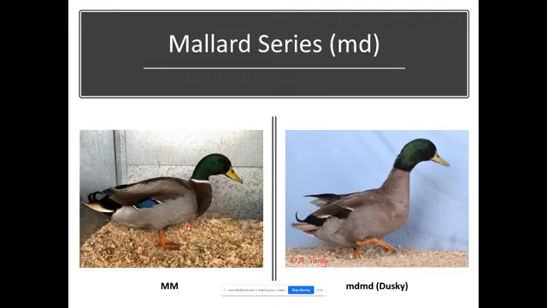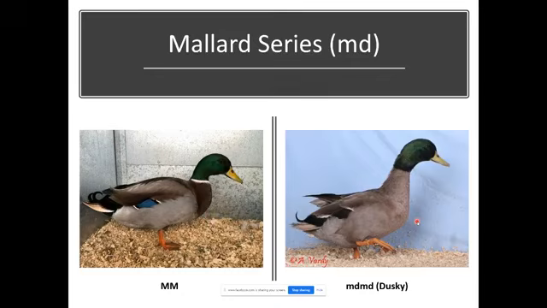So the next allele that I want to talk about in the mallard series is the dusky allele. And so you can see the effect of a dusky here. So this is a dusky mallard drake. What you can see is he has two copies of this dusky allele, because it's recessive. He's lost the chest color here, he's lost the neck ring, and the duck herself tends to be a slightly darker color.